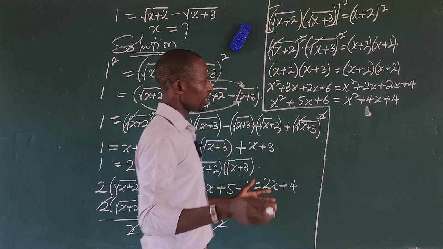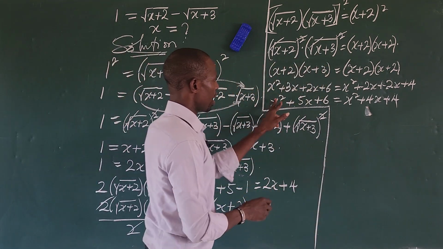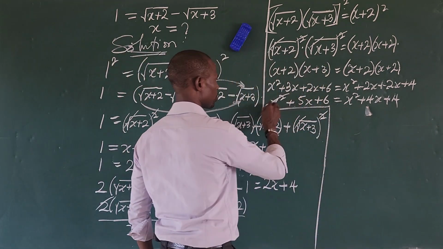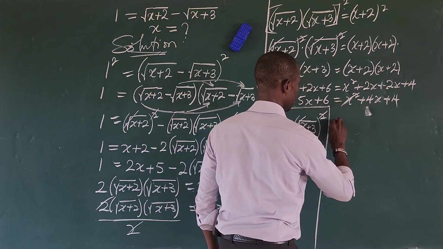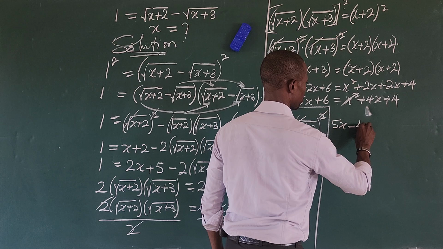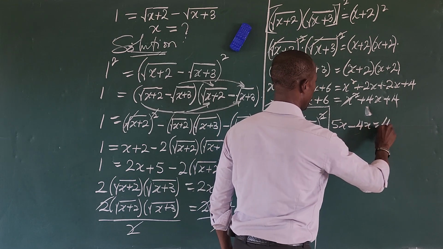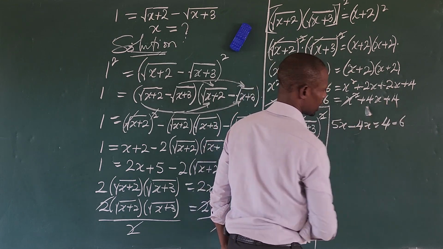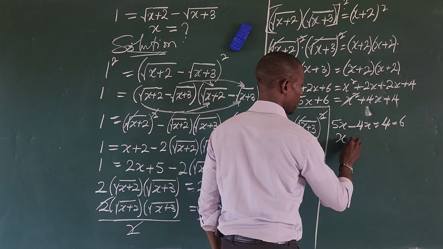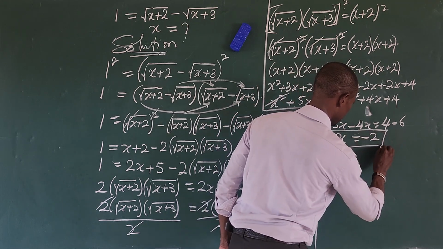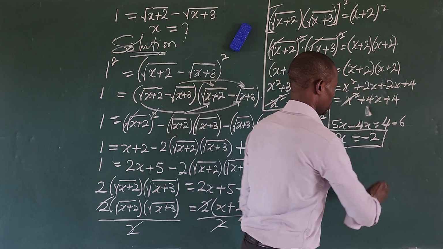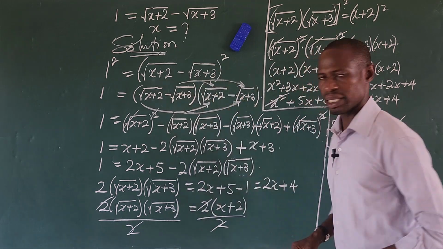Right? All right. So here we're having x to the power of 2, and x to the power of 2, so this goes with this. Bring this to this side of the equation. So we're going to have 5x minus 4x equal to 4. Take this to this side, minus 6. So you're going to have x is equal to minus 2. So this is the value of x that we got from solving this radical equation.